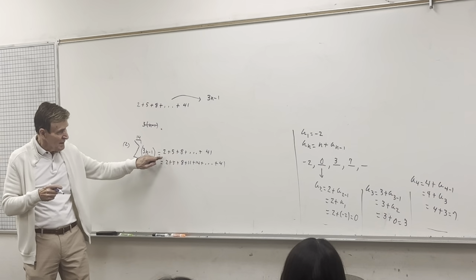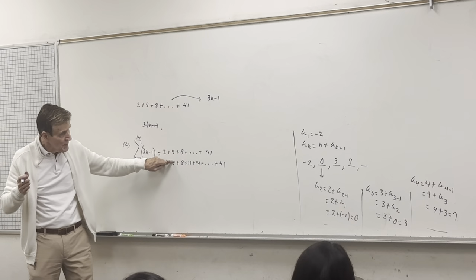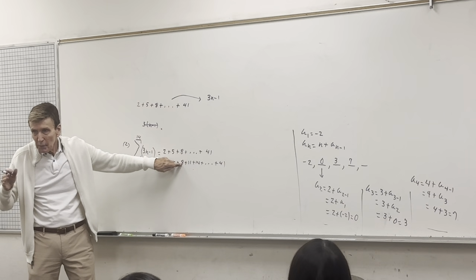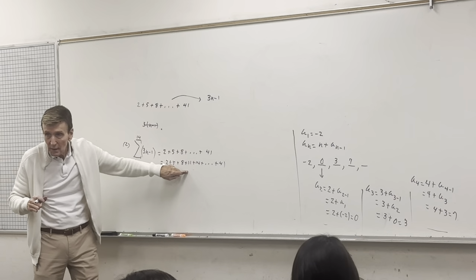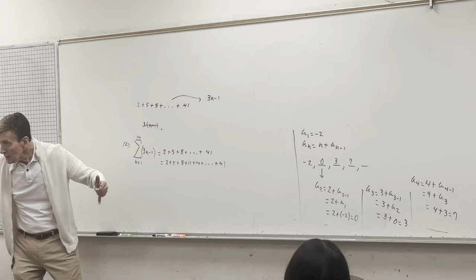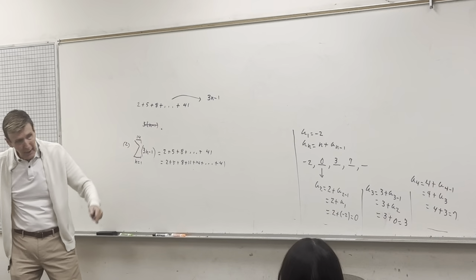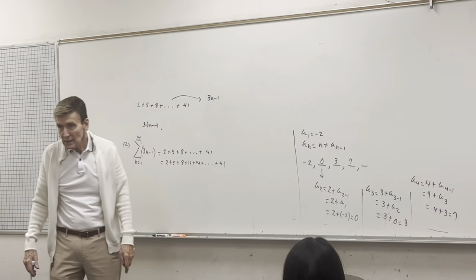2 plus 5, I can do that, 7. Then 7 plus 8 is 15, that's not too bad. Then 15 plus, I guess, the next one's 11? That's 26. I can do that. But am I going to go all the way through 41 and try to get a grand total? That's what they want.